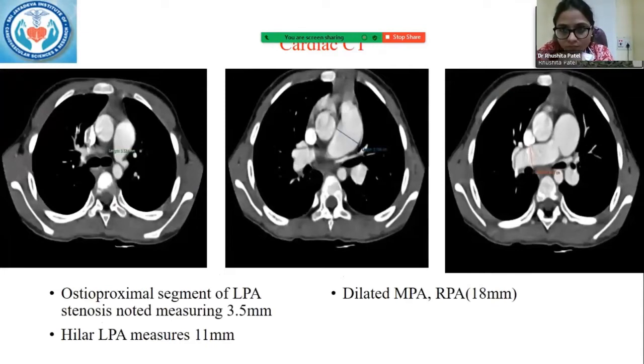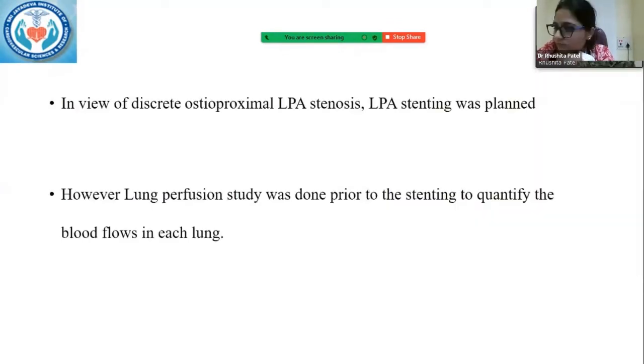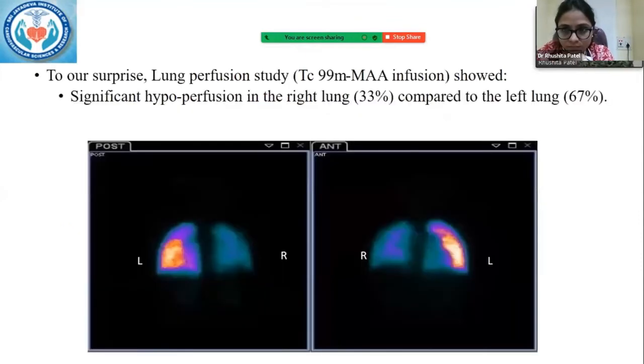In view of such discrete ostioproximal LPA stenosis, we planned an LPA stenting. But before doing LPA stenting, we decided to do a lung perfusion scan, so as to quantify the blood flows in both the lungs. To our surprise, the lung perfusion study showed significant hypoperfusion of the right-sided lung. That was only 33% as compared to the left-sided lung, which was 67%.